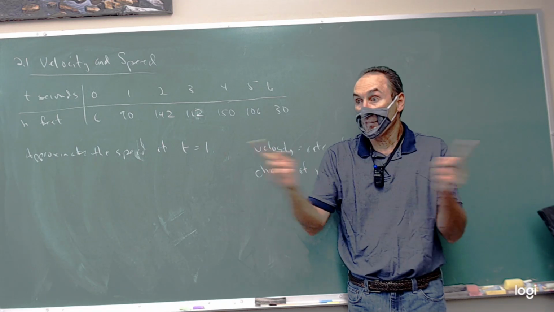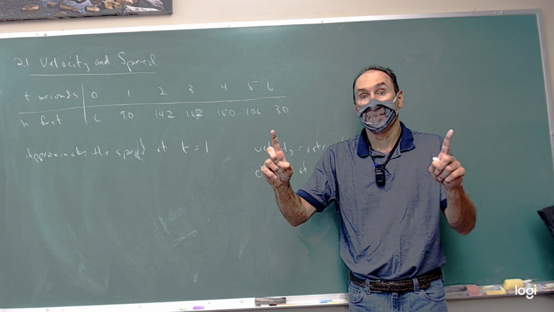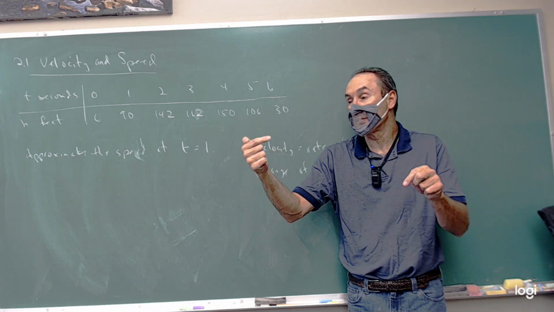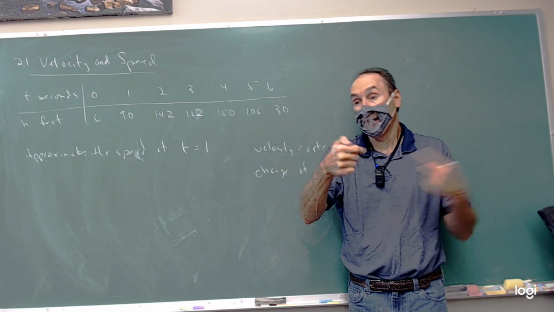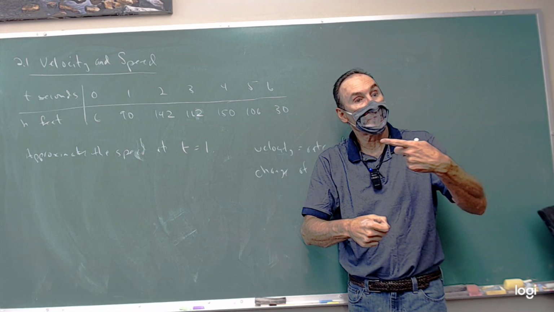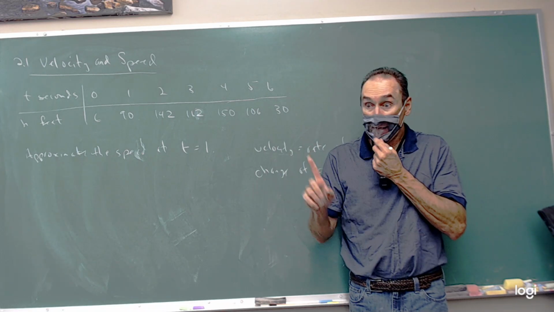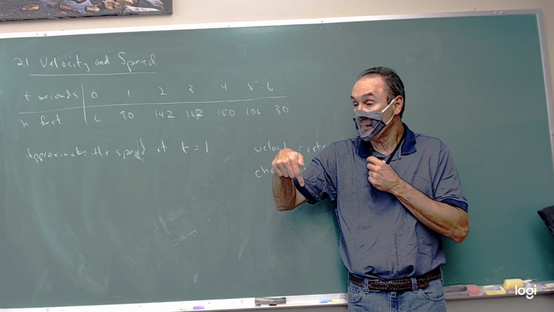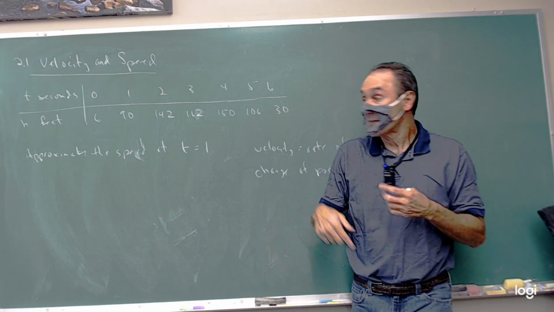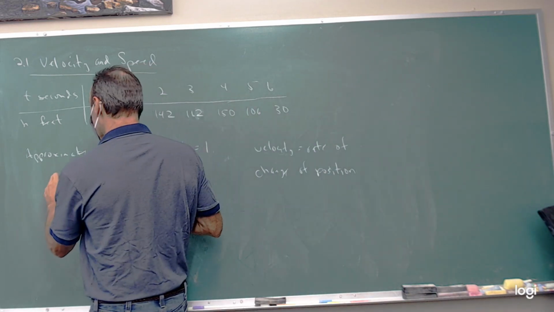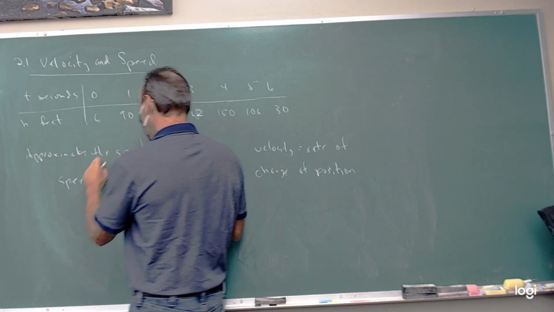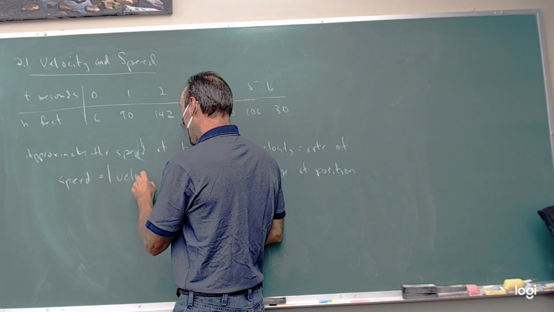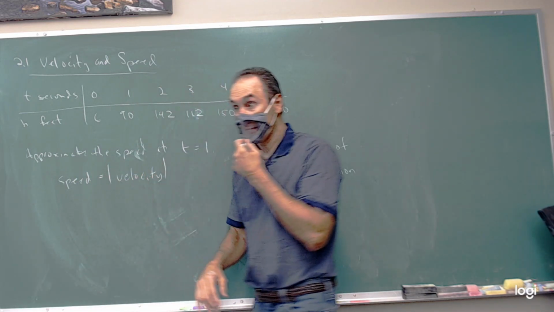If we're talking about horizontal, positive velocity means the object is moving right. A negative velocity means the object is moving left. Vertically, positive means it's going up. Negative velocity means it's going down. Speed is not interested in sign. So speed is always the absolute value of the velocity.